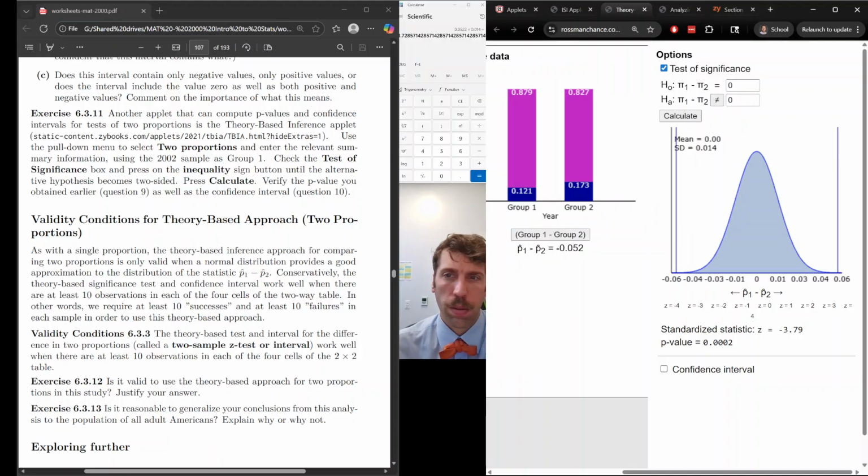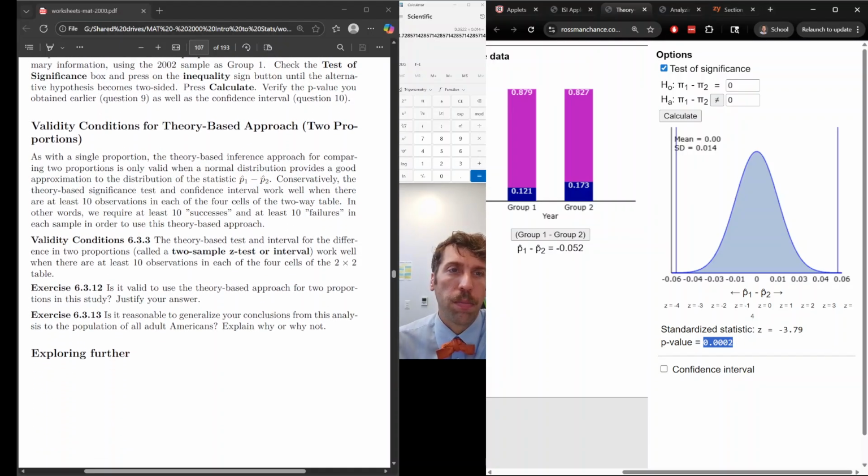verify the p-value you obtained earlier. So I get the same p-value. So like the answer to this question for me would be yes, it is still 0.0002 for me. Yours will be a different number. Okay, so that's what it means verify. It means like, yep, same number.